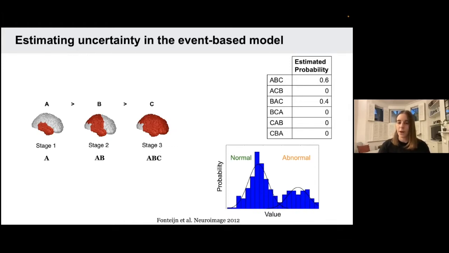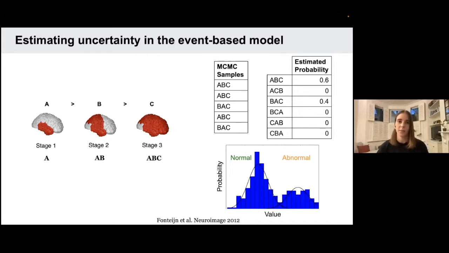For a larger number of biomarkers, it won't be possible to evaluate all of the combinations. So to do that, we use MCMC sampling, which allows us to estimate this type of uncertainty.